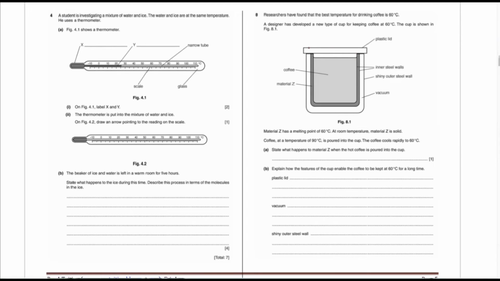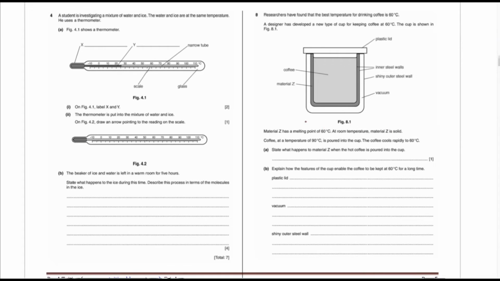Plastic lid, coffee here, material Z, seems like black color. Oh no, it's not. Inner steel walls. So it's steel. Inner steel wall. Shiny outer steel wall. Okay. So material Z has a melting point of 60 degrees Celsius. At room temperature, material Z is solid.